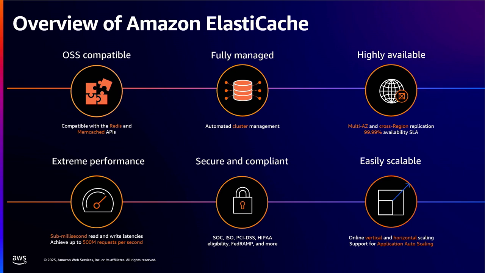ElastiCache is also designed to be highly available. So you can run ElastiCache clusters in a single availability zone if you want, or you can run in multiple AZs. And when you do, we provide a 4 nines availability SLA for your clusters and your workloads. We also provide additional data protection techniques. So we have things like backup and restore, encryption at rest and in transit, and we have cross-region replication via global data store for ElastiCache.